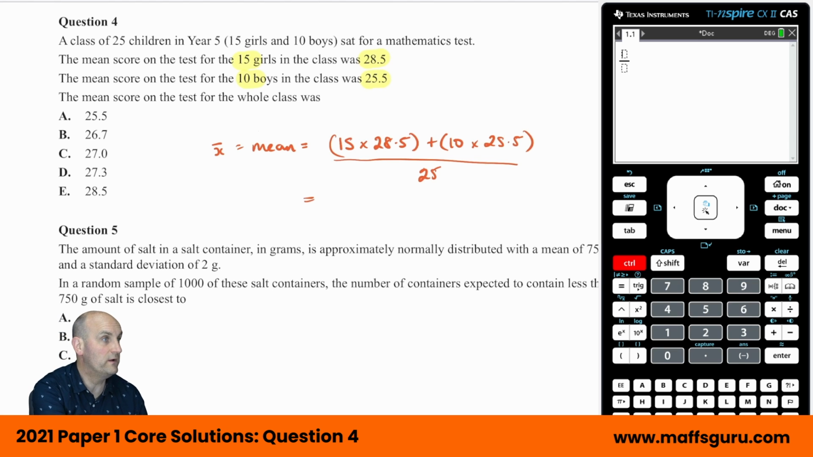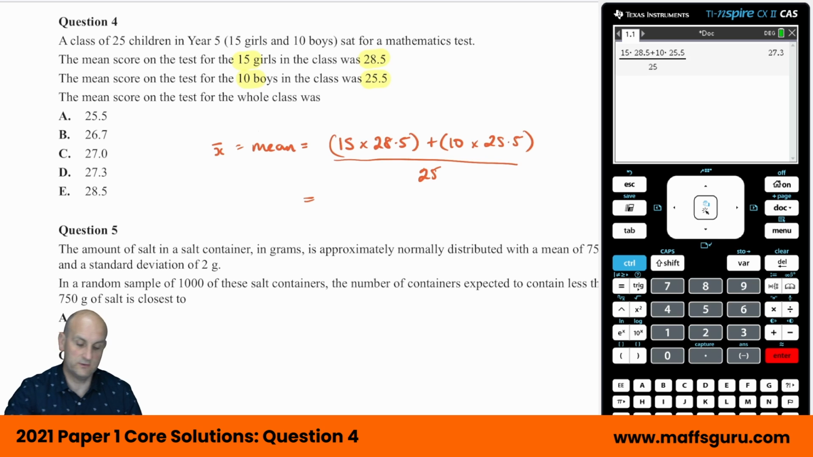Okay, so firing up my CAS. Let's do some brackets so that it all looks right. 15 times 28.5, close the brackets, add, open a set of brackets, 10 times 25.5, and we're going to divide that by 25, gives me 27.3. And the good news is that's one of my answers, so D is the correct answer.